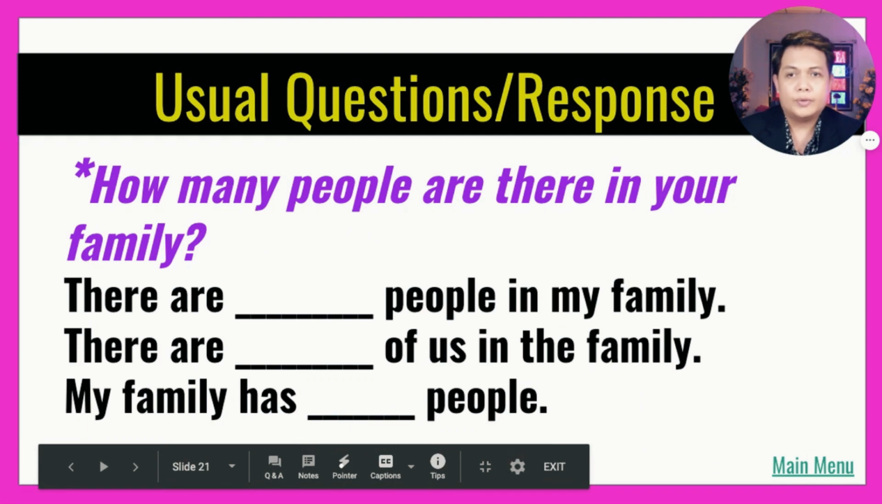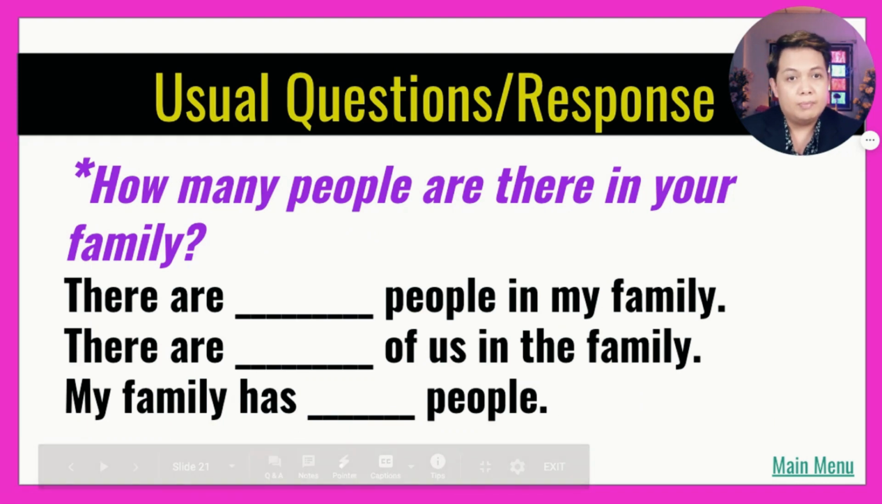All right, so with the question, how many people are there in your family? You could answer by saying there are, then a number of the people in your family. For example, for me, there are 6 people in my family. My mom, my 3 brothers, and me. So we are 6 in the family.